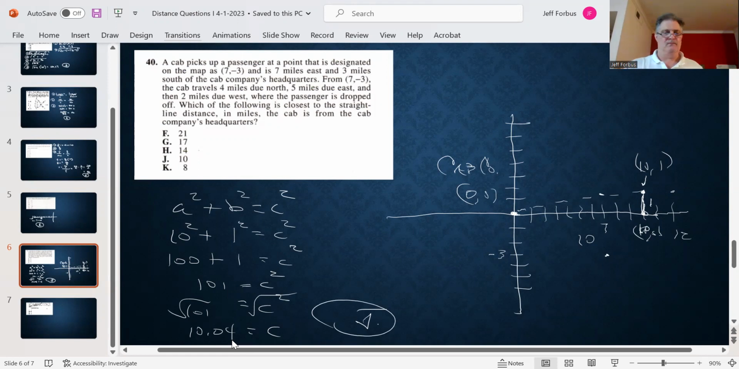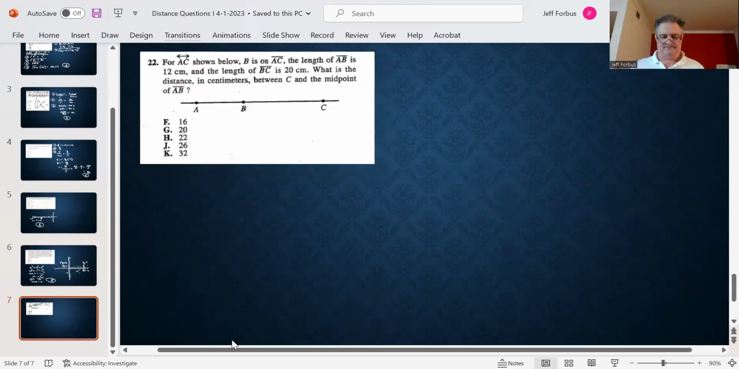All right. One more. And they've got a line drawn for us. For AC, shown below, B is on AC. The length of AB is 12 centimeters, and the length of BC is 20. What is the distance in centimeters between C and the midpoint of AB?